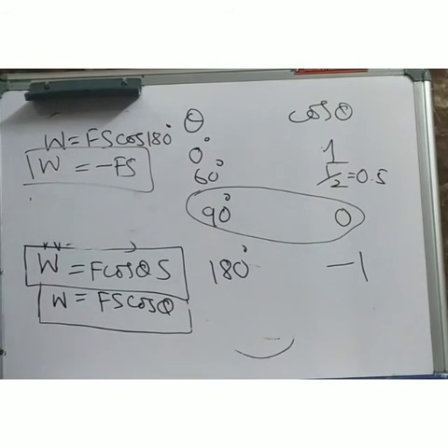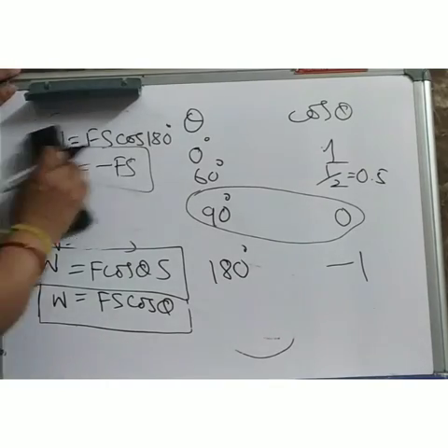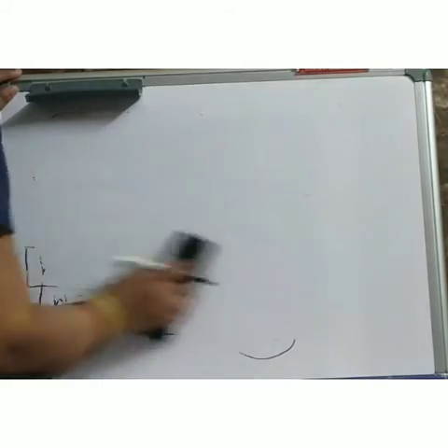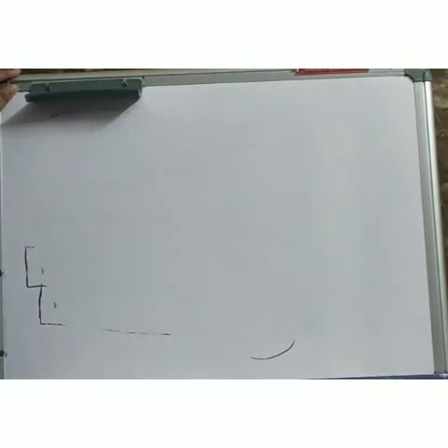So W is equal to minus Fs. So this is your negative work done. Hope I am clear with all those things. So basically, can we summarize these things?